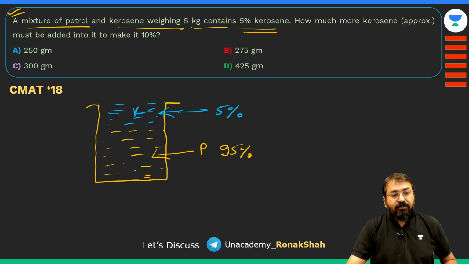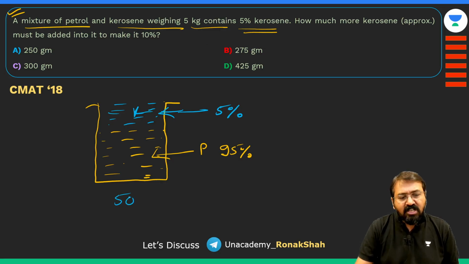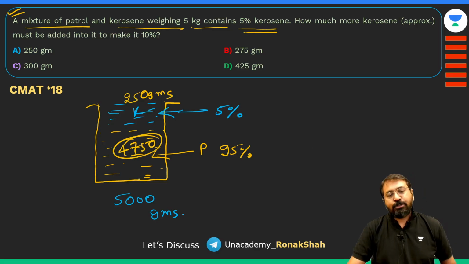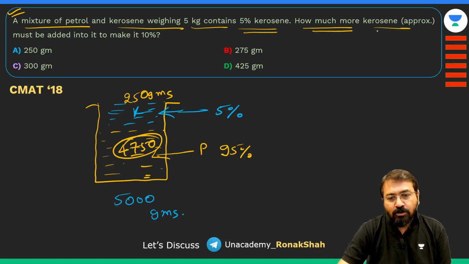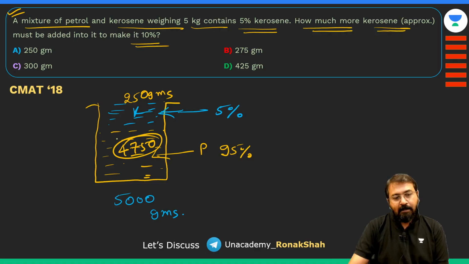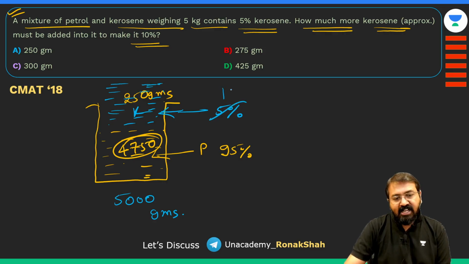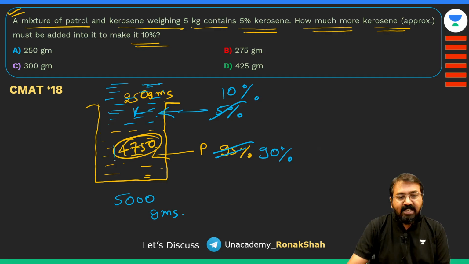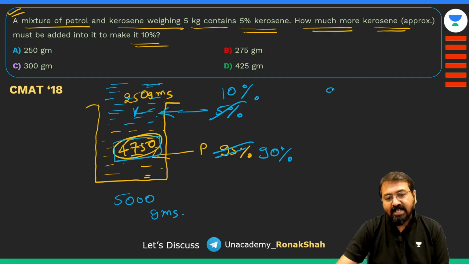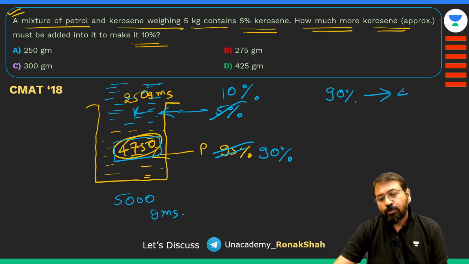Now we have a total 5 kg weight, so I'm converting into grams, so it is a total of 5000 grams. Can we say 5% of 5000 is 250 grams? So 250 grams is kerosene and the remaining 4750 grams is petrol. Now what they are asking is how much more kerosene must be added to make it 10%. We are adding some kerosene, so instead of 5%, it is becoming 10%. So the petrol portion will become 90%, but weight wise it will remain 4750. So now I can say 90% is equal to 4750.